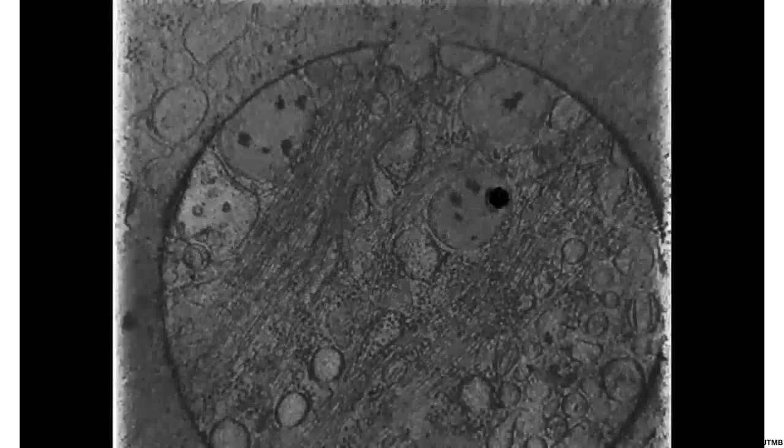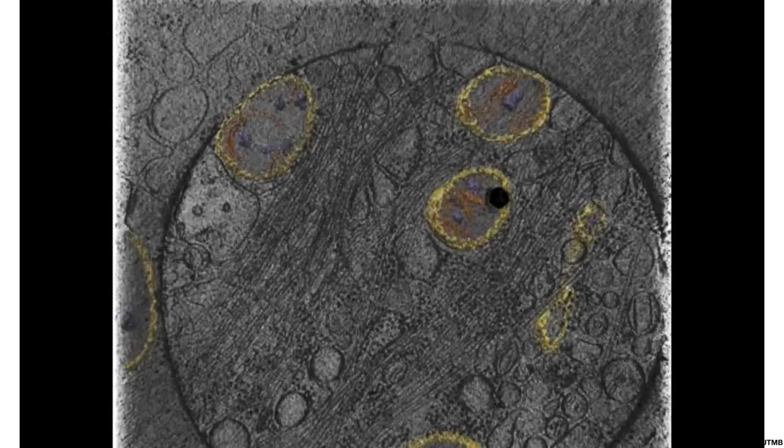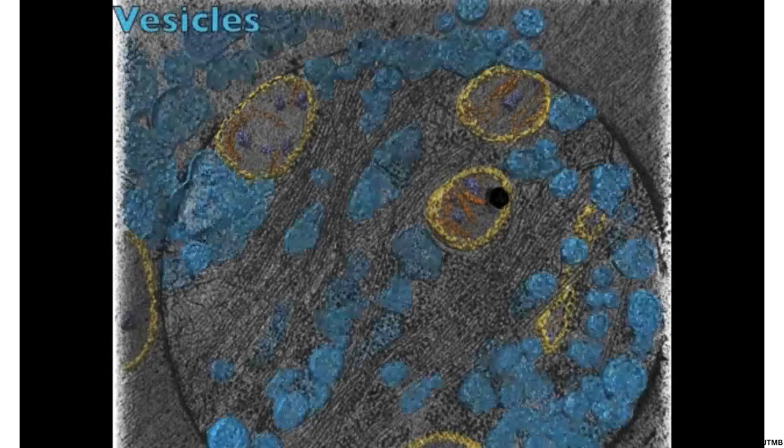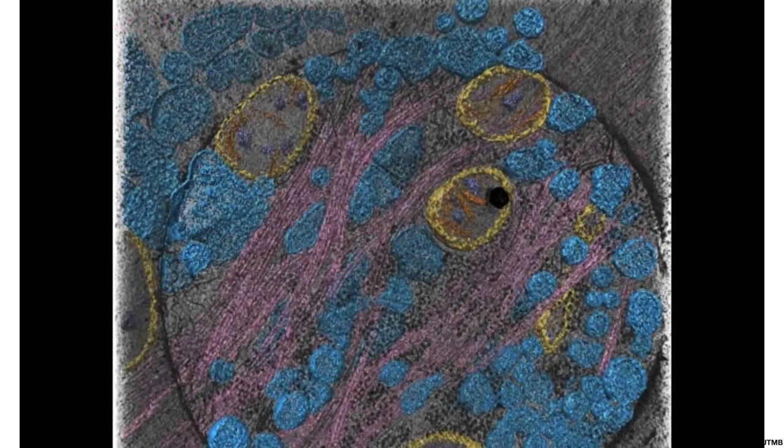So the first thing we need to do is identify the different molecules that we might be interested in. So we need to do some sort of volume annotation. The traditional approach for doing this was actually users sitting in front of the computer, going through the reconstruction, slice by slice, hand annotating all of the features.